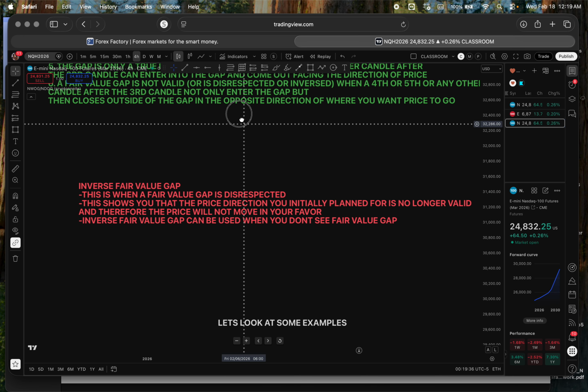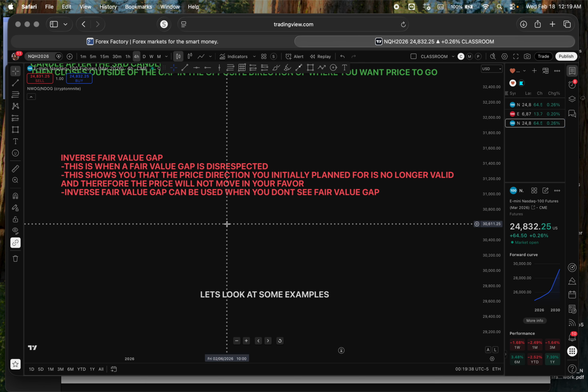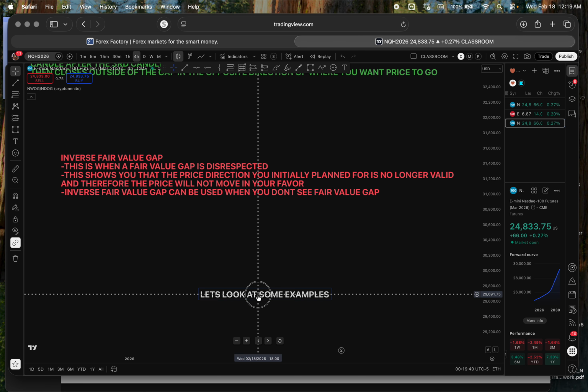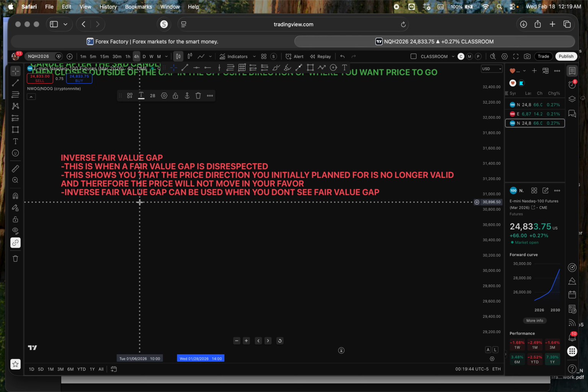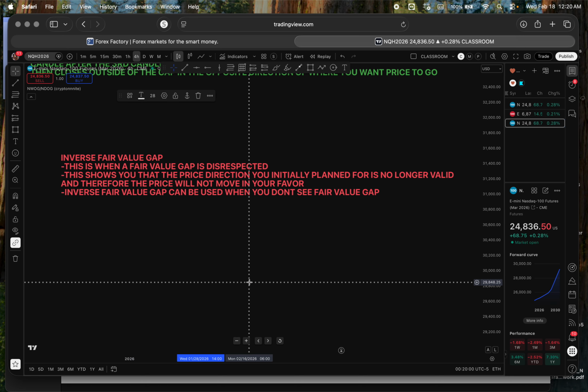I also put a little something here saying inverse fair value gap is when your gap actually gets disrespected and goes in the opposite direction. So sometimes if you don't see an actual fair value gap, but you see an inverse fair value gap, you can use the inverse fair value gap in place of a regular fair value gap going in your same direction, and I'm going to explain all of that here.